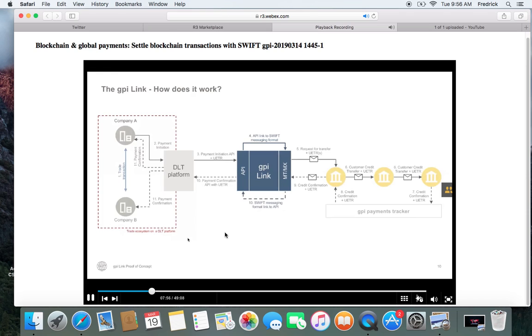What does it mean for banks? That is that for them it would be business as usual, because they would receive payment instructions just like they've done before. Company A and Company B in this picture would do trade on a platform, and they do not need to know about the complexities behind GPI. So this is a bit in a nutshell how it works.